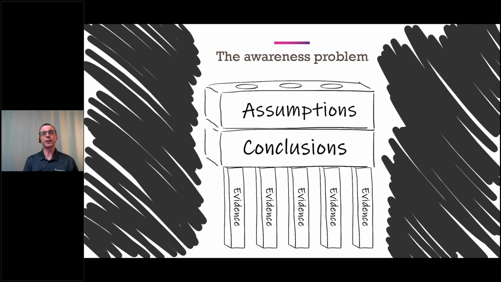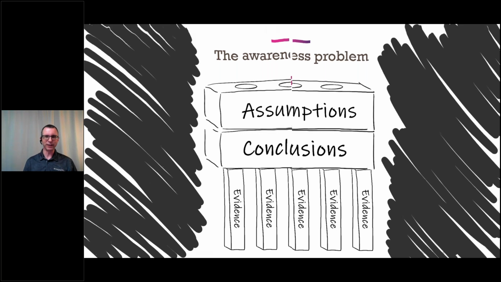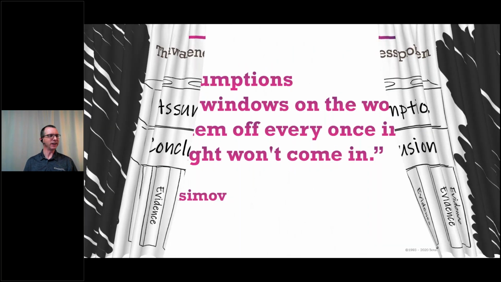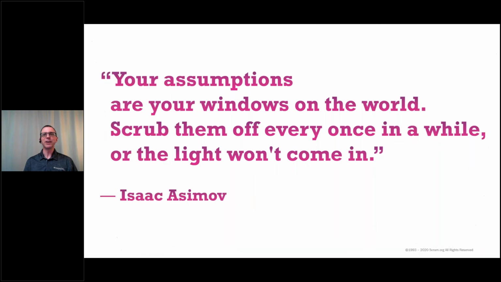To put it another way, what I consider successful awareness when I'm walking out of a situation, I'll ask myself is, have I been surprised by anything? If I have, I'm going like, okay, so I was improving my awareness. And if I haven't, I go, maybe I need to try and open my eyes and take off the blinders a little bit. There's a quote by Isaac Asimov that I really love about this. And I love the animation I get to use because he's talking about windows. His quote is, your assumptions are your windows on the world. Scrub them off every once in a while or the light won't come in.